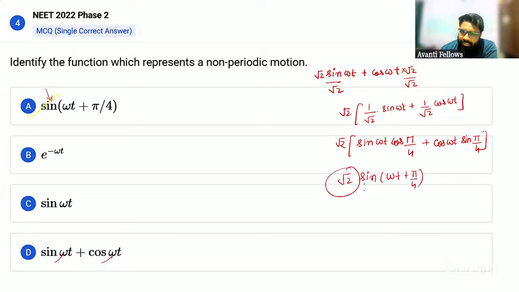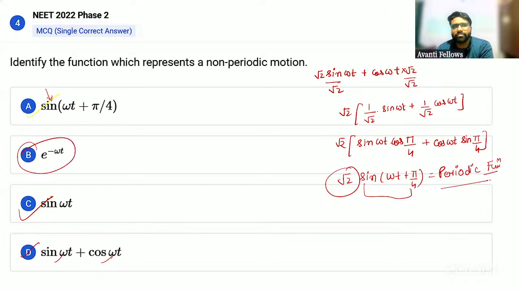Look, this is also in itself a sine function. So this is also periodic, and as I told you, the sum of two periodic functions gives you a periodic function. Okay, so this is also periodic, this is also periodic, clearly visible. So only this function is not showing us. This is an exponential function and that is also negative. Graph of it will be like this.